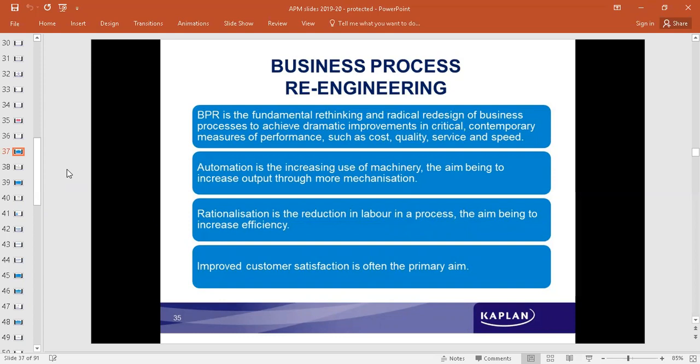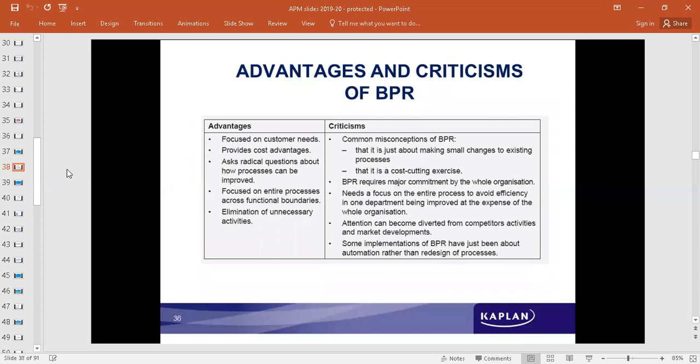Then rationalization is the reduction in labor in a process. The manual work that is being carried on has to be replaced with machines so that the efficiency can be increased. Then ultimately it results in customer satisfaction. Improved customer satisfaction is often the primary aim. Then we see that there are advantages and disadvantages of BPR.